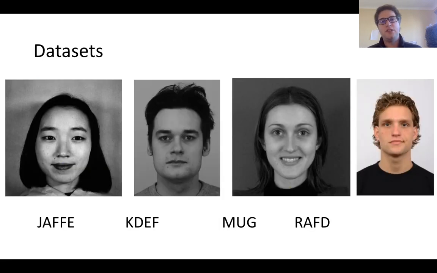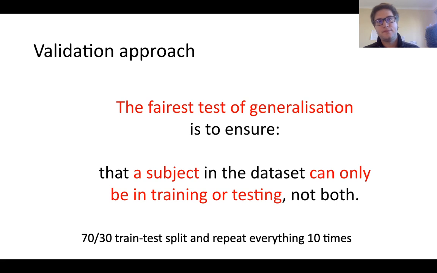Here are the data sets that we used to evaluate this approach. There was the Jaffe, KDEF, MUG, and RAFD datasets. And each of these datasets have various characteristics based on the ethnic diversity, the age groups of the participants, and different lighting conditions as well.